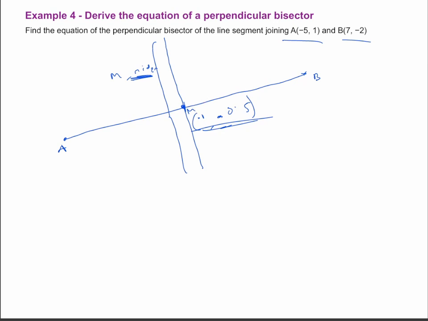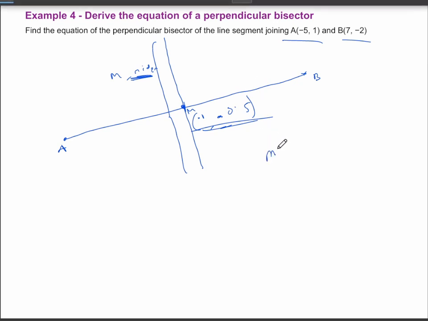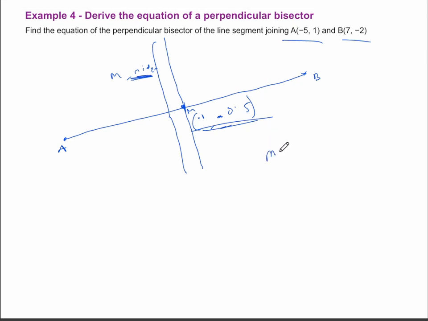For the gradient, we use a very specific property which is used a lot, by the way, in this topic, so you better know this inside out. M1 times M2 equals negative 1. Given that line L1, which has a gradient M1, and line L2, which has a gradient M2, are perpendicular to each other, their gradients multiplied by each other will give you negative 1.